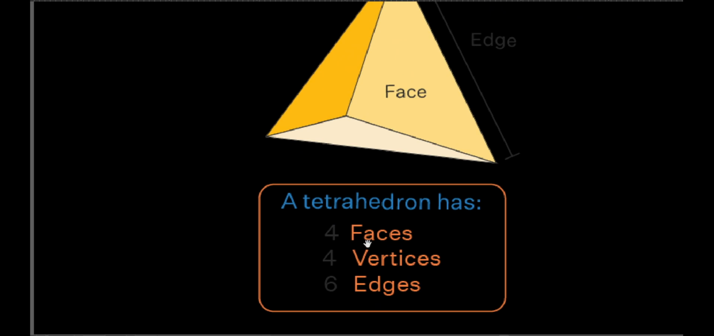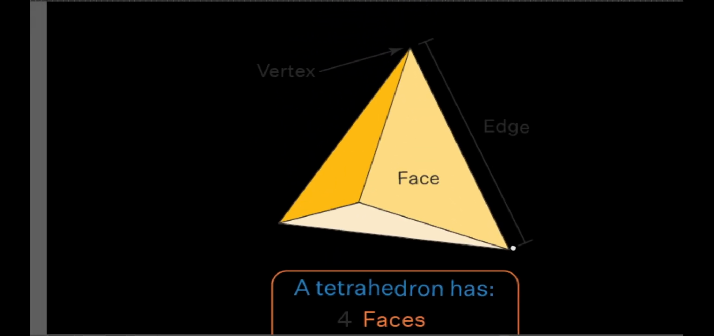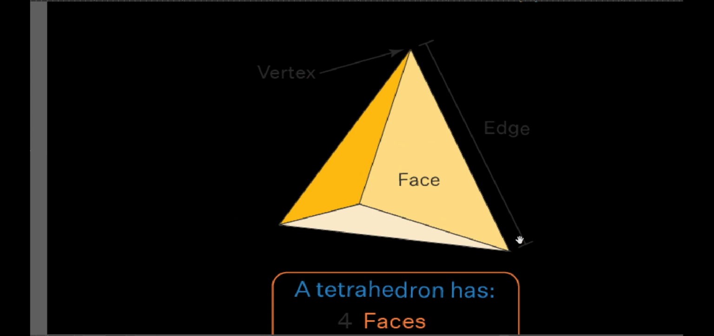Notice, it has 4 faces. It's got 4 vertices, right? There's 1, 2, 3, 4. And then it's got 6 edges. Edges are these straight lines right here. This one says 6 of them. So there's 1, 2, 3, 4, 5, 6 right there.